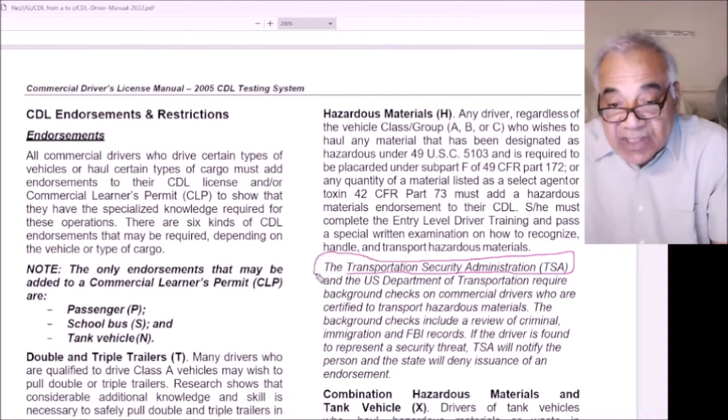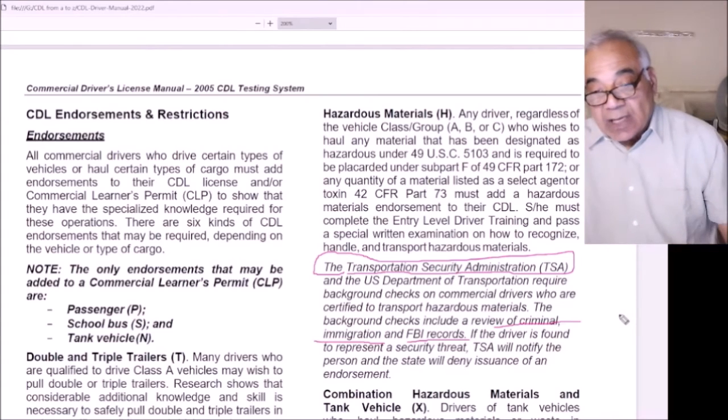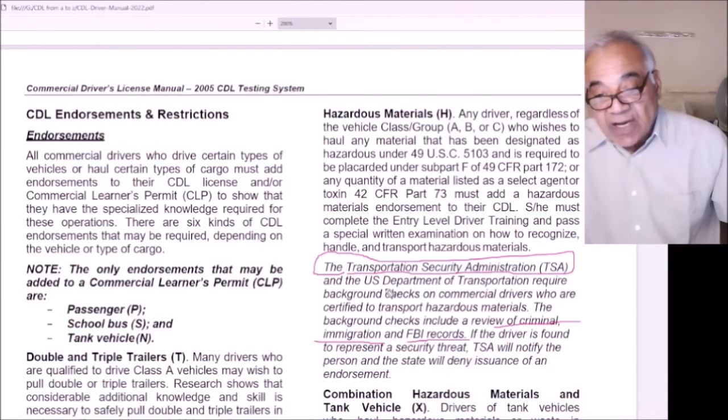That is another agency inside the Department of Transportation that has to check your background to make sure that you are not a threat to society. You have to get your criminal record, the immigration status, FBI record. That will take some time. I think it took me over a week to get the clearance, and you have to have fingerprints.